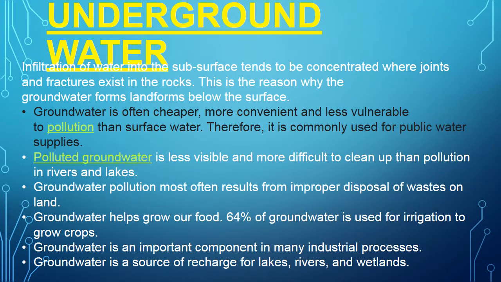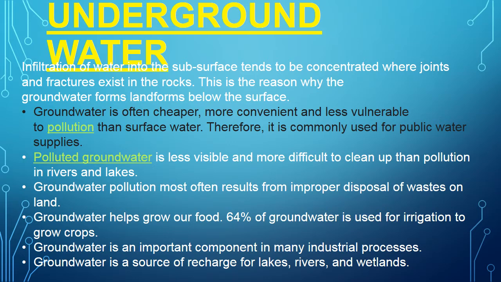Infiltration of water into the subsurface tends to be concentrated where joints and fractures exist in the rock. This is the reason why groundwater forms landforms below the earth's surface. So, what is the main entry point from where the water starts entering the ground? The entry point is any joint or any crack in the rock, from where the water starts entering the rock or the earth's surface.